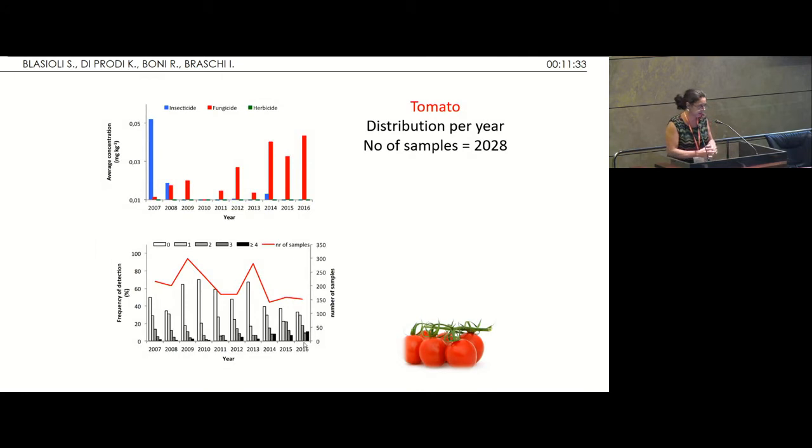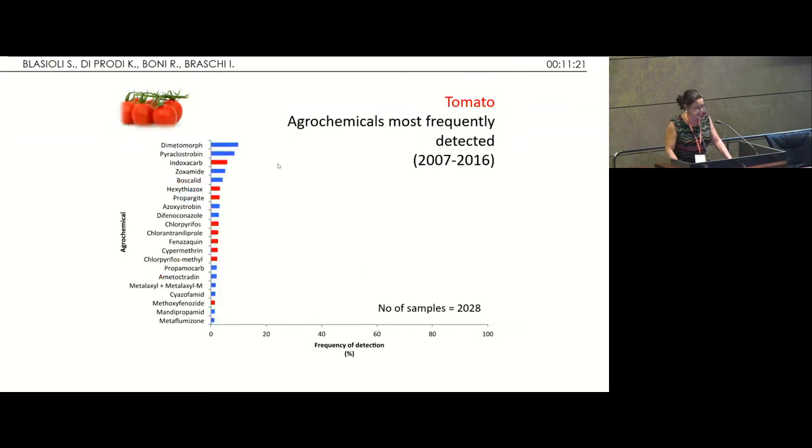Of course, this is connected to the weather, to the precipitation. There are meteorological data connected to this result. And as I told you before, we also produced the frequency of detection of active ingredients. We can observe that the most detected molecules are insecticides. Blue is insecticide and red is fungicide. This is just to quickly read this graph. So we produced this frequency of detection for tomato.